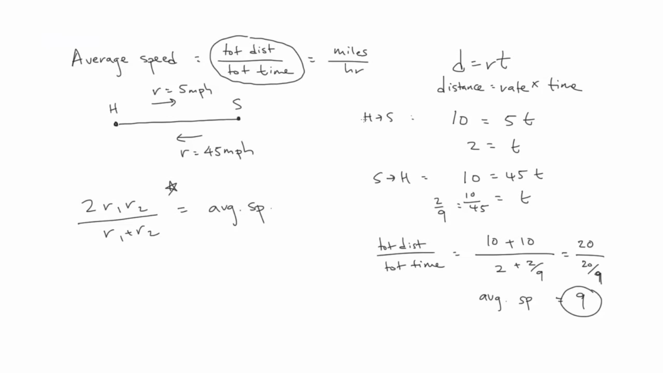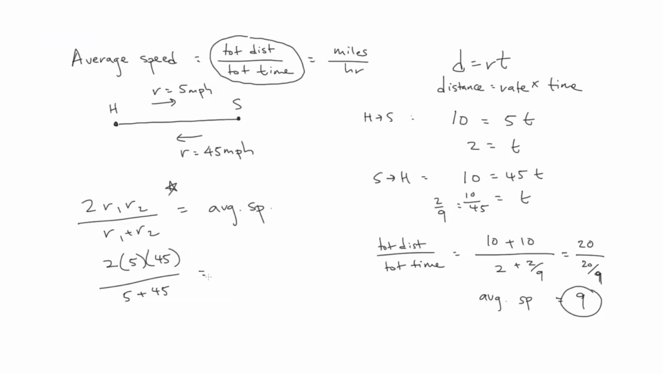Had you gone from home to school and then from school, say, to the beach, and then from the beach back home, this equation no longer applies because now the distances aren't the same. So let's see how this works. We have 2 times the first rate, which is 5, times the second rate, which is 45, and we divide that by rate 1, which is 5, plus rate 2, which is 45.